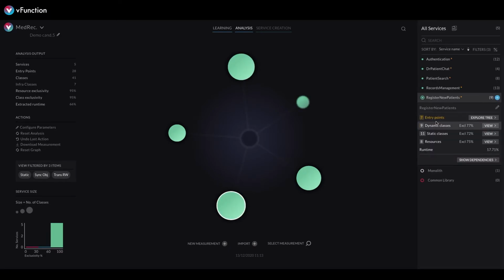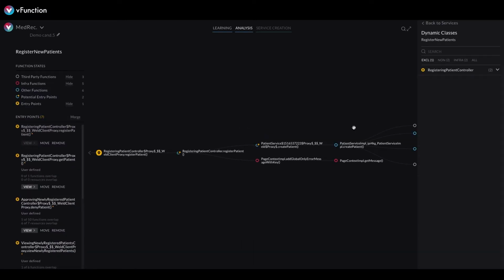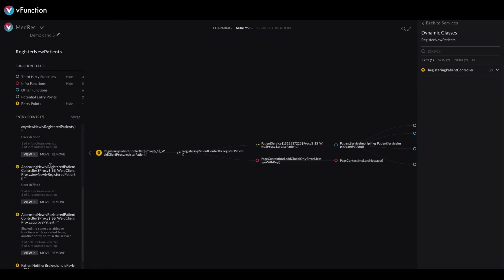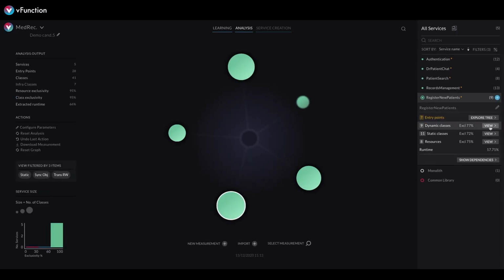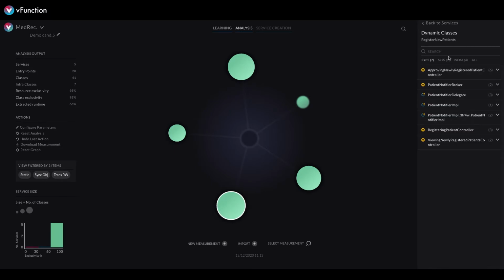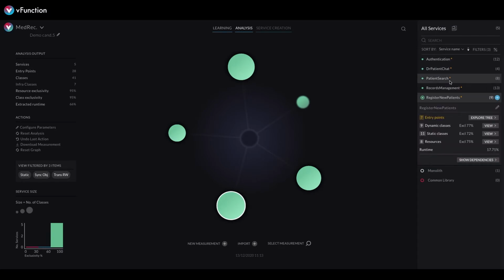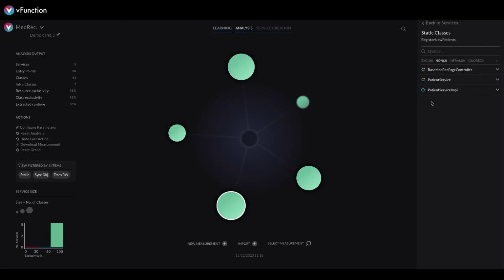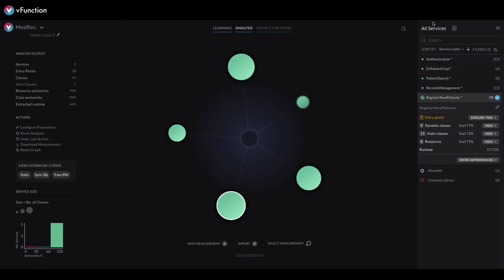Register new patients is about handling patient sign-up and approving or denying their application. This is also apparent from the entry points. Once again, Patient Service and Patient Service Impl are listed as non-exclusive. The static analysis also shows the base MedRec page controller as non-exclusive, which will also need to be refactored in the various services.